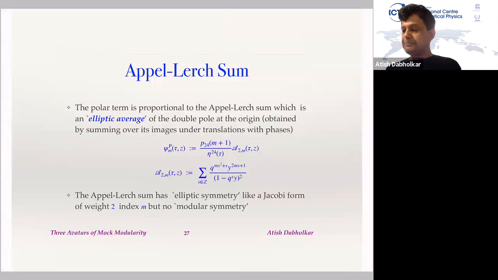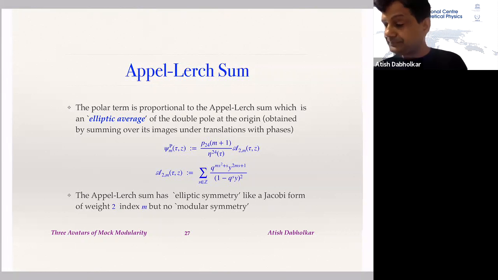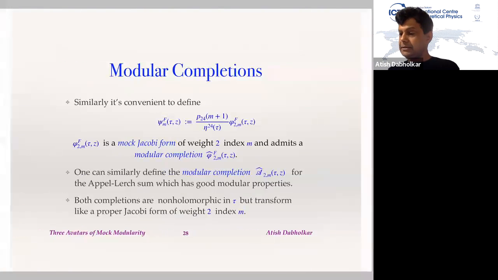So in particular, the polar part is defined by some overall factor, which is not important, times this Appell-Lerch sum. If you look at it, it has this function 1 minus q to the s y. At s equal to 0, it's just 1 minus y squared, which is basically 1 upon z squared. And then you add all these factors to dress it up in such a way that it has the elliptic symmetry, meaning it is translation invariant up to phases, much like a Jacobi form of index m and weight 2.